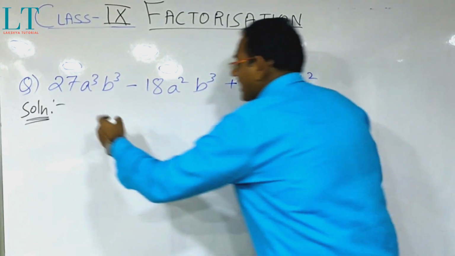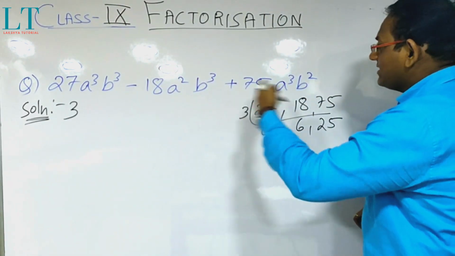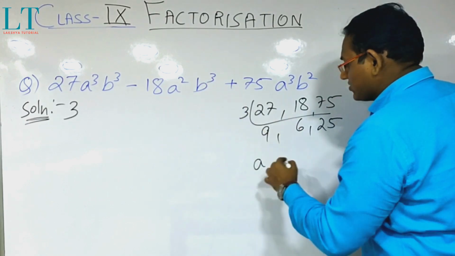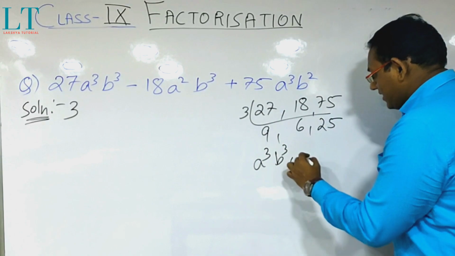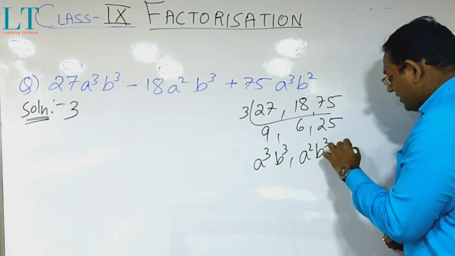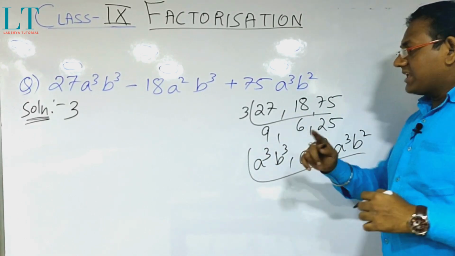So first thing is to write the common part, that is 3. Second thing is to understand the variables over here. The terms that we are getting in the first one is a cube b cube, in the second one a square b cube, and in the third one a cube b square. So these are the variable terms that we are getting.